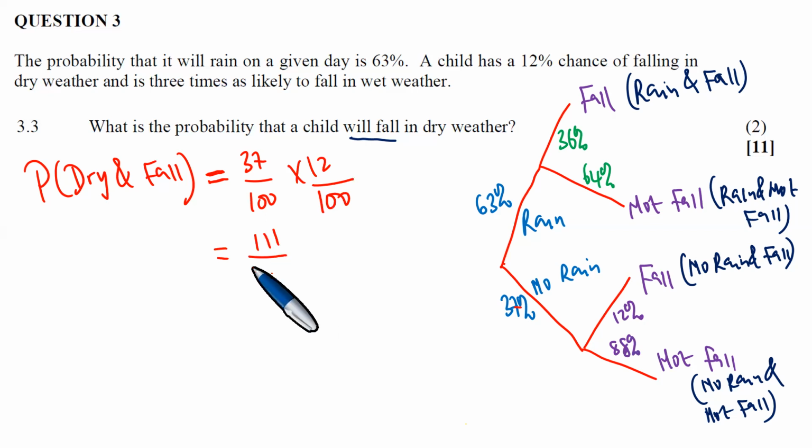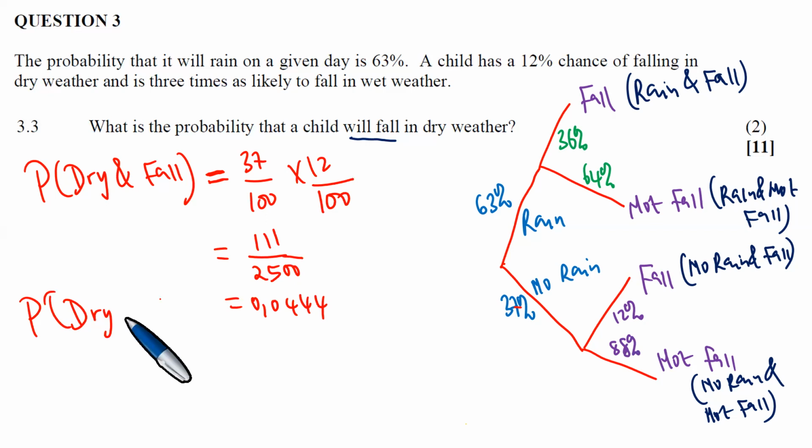So if you multiply everything here it is 111 divided by 2500. And this is 0,0444. And this becomes the probability of dry weather and falls down. Right, so about this. So know that, so we have this here.